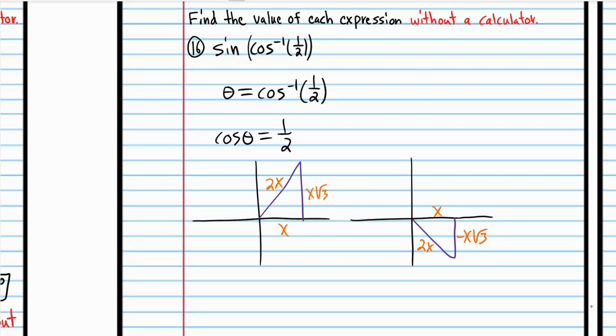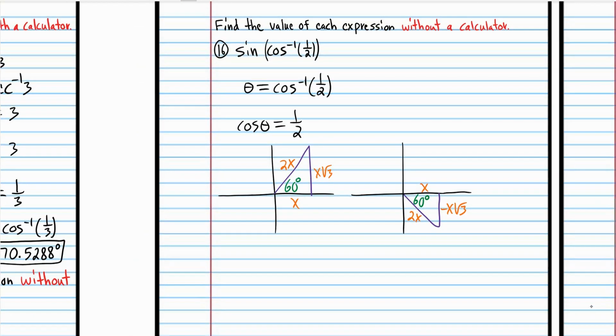And the angle opposite x root 3 is always 60 degrees. So that's the reference angle. So one of our angles is 60 degrees, and the other angle would be 300 degrees.